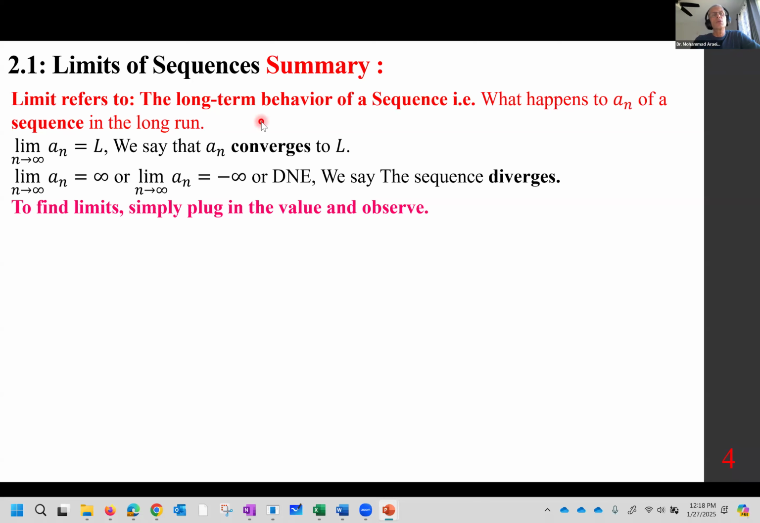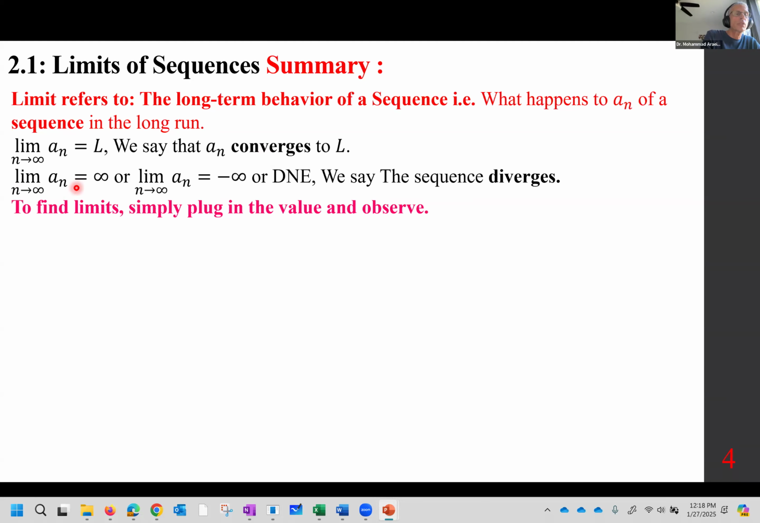Now, limits of sequences, and here's the summary, section 2.1, the summary. Limit refers to the long-term behavior of a sequence, i.e. what happens to a sub n of a sequence in the long run. Limit of a sub n as n approaches infinity equals L. We say that a sub n converges to L.